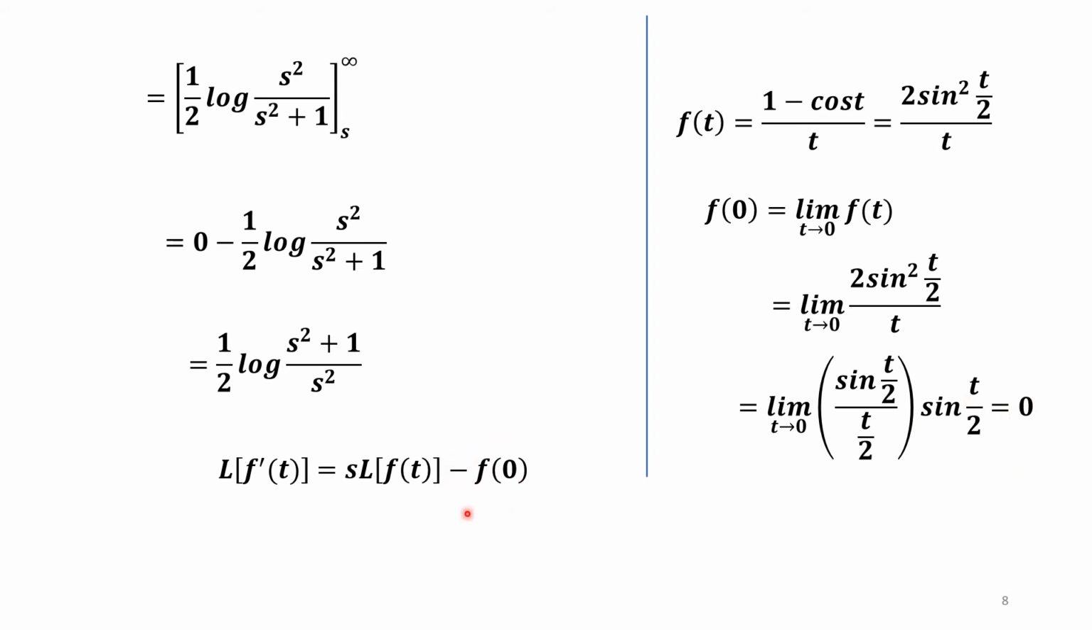So f of 0 is 0 and L of f of t is this. So I can write s into this answer minus 0. So L of f dash of t is s by 2 log of s square plus 1 upon s square. So just making use of this formula to calculate the derivative, our only aim is to get L of f of t. L of f of t can be calculated either by using the properties of Laplace transform or by using the basic definition. So we can write s by 2 log of s square plus 1 upon s square.